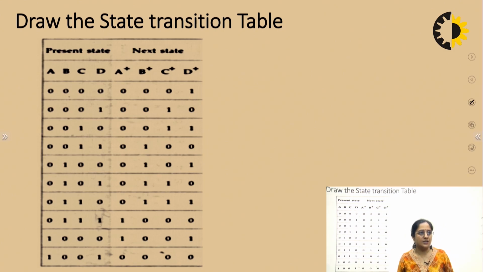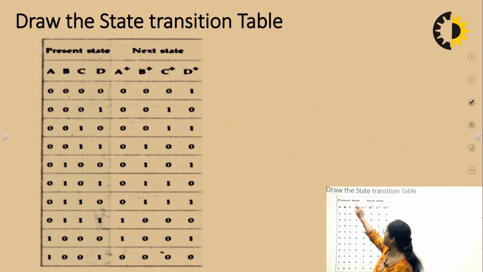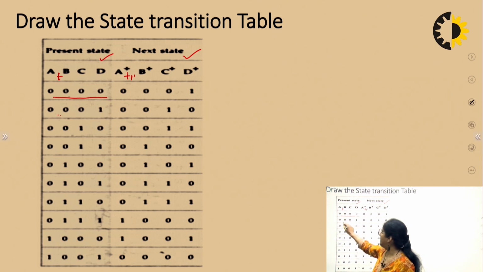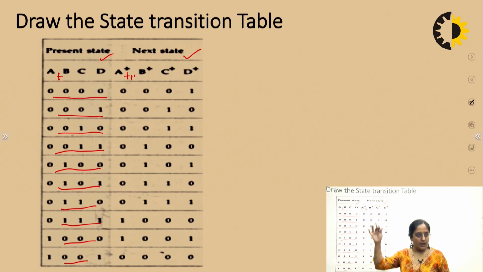The state transition table consists of first two columns, known as present state and next state. As I told, we use 10 states. To represent 10 states, we need 4 flip-flops, so I named them A, B, C, D. The corresponding next state I represented with A plus, or you can represent it as A at T plus 1. Present states we represent starting with 0, 1, 2, 3, 4, 5, 6, 7, 8 and 9. In this way, we have written 10 states.